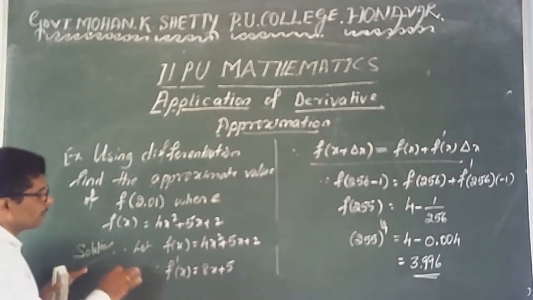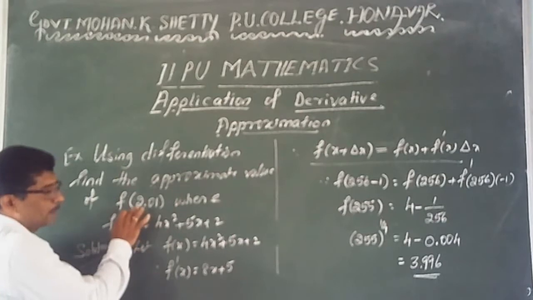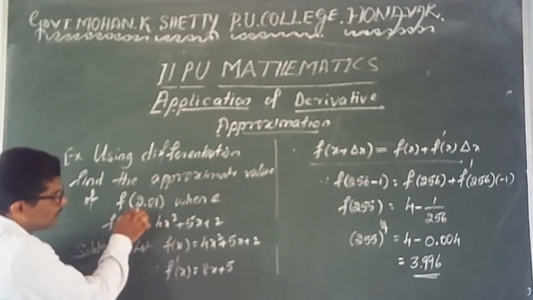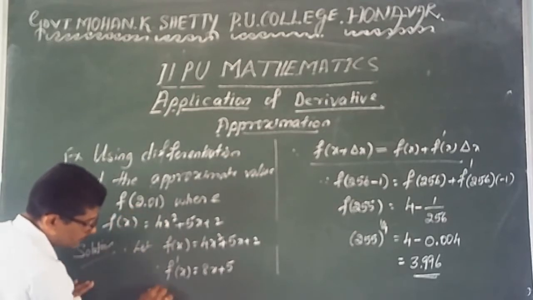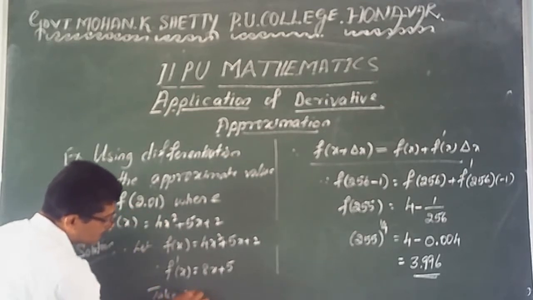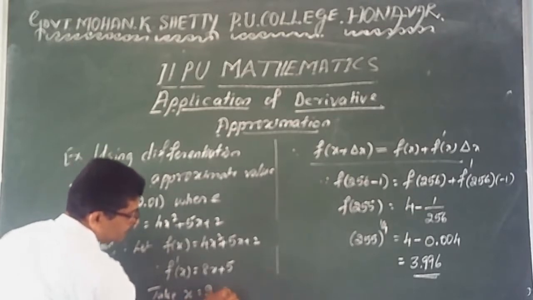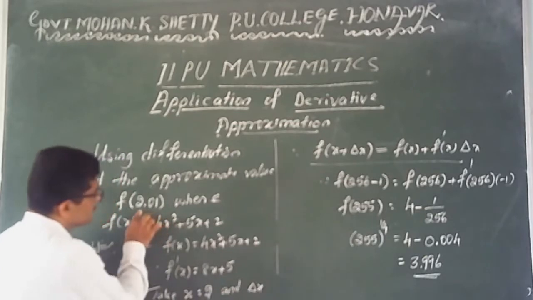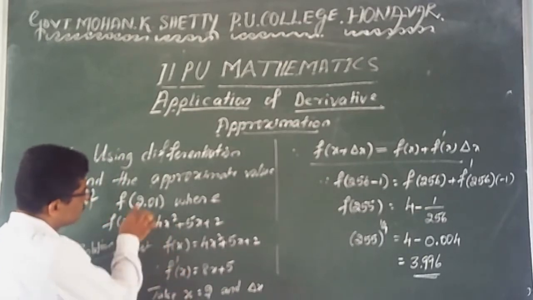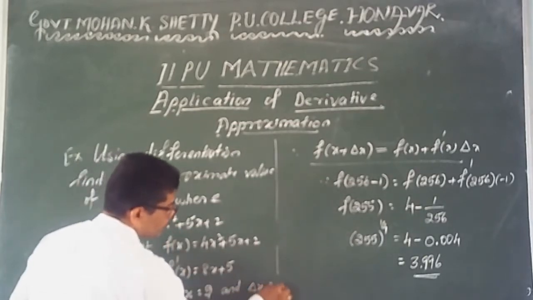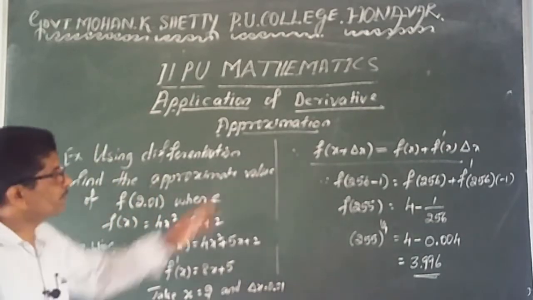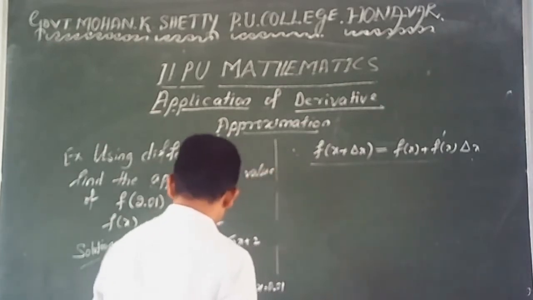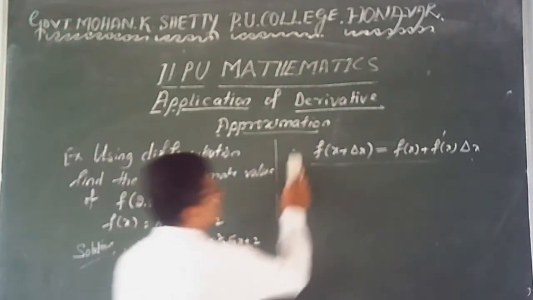Then find the approximate value of f of 2.01. Therefore, take the value of x equal to 2, and delta x is such that x plus delta x is 2.01, so delta x equals 0.01. You know the formula. Here you also have to find the value of f of 2.